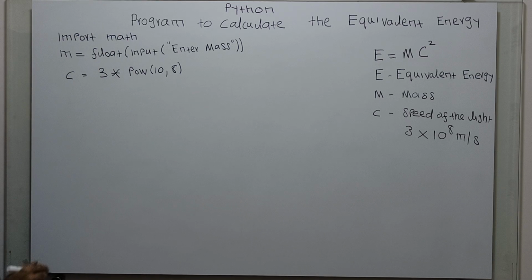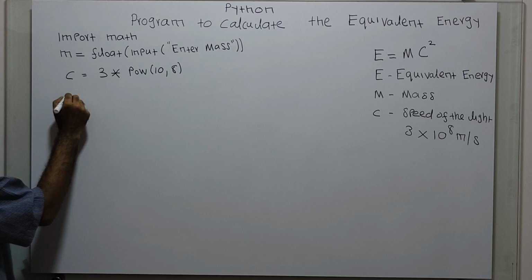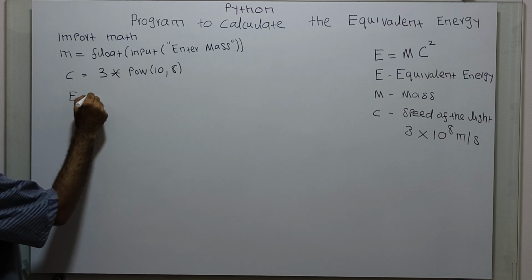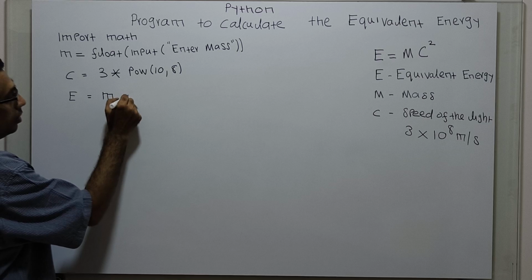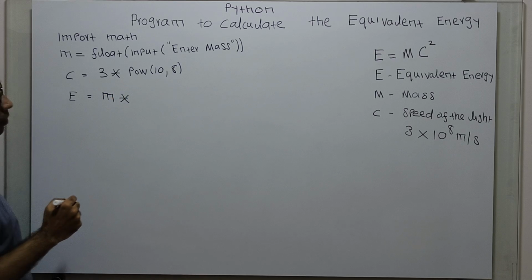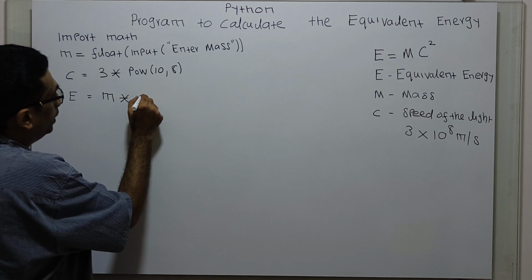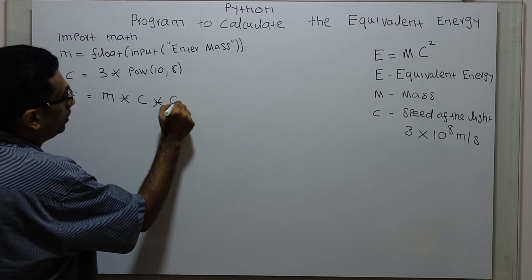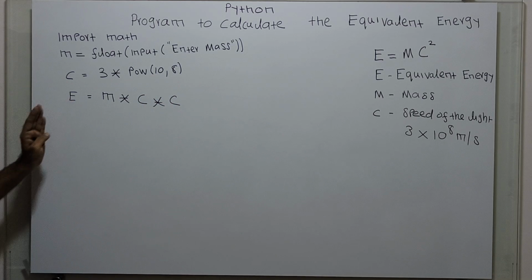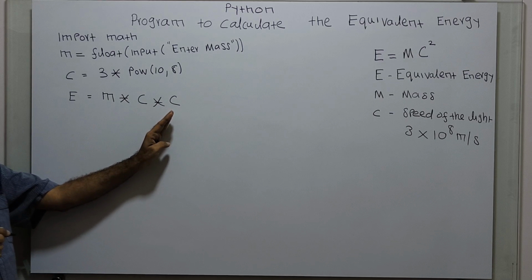Now I am going to calculate the equivalent energy. Here I am using a value E equal to mass multiplied with the speed of the light c into c, because c square. So E equal to mc square gets calculated.